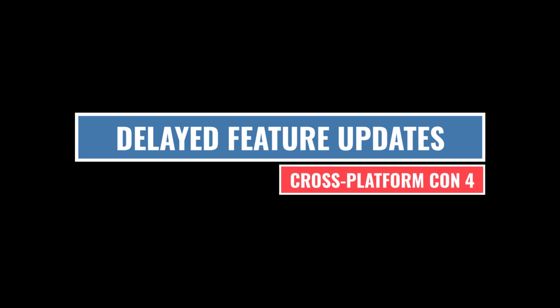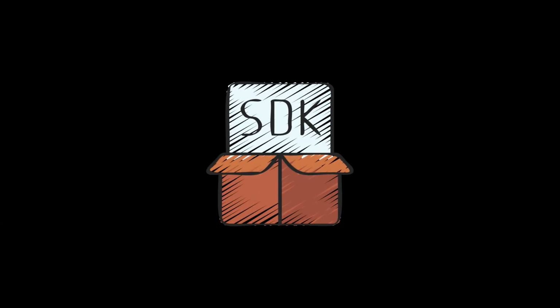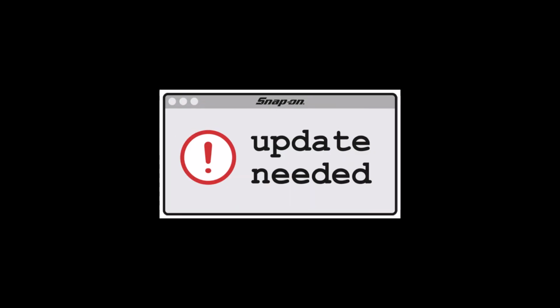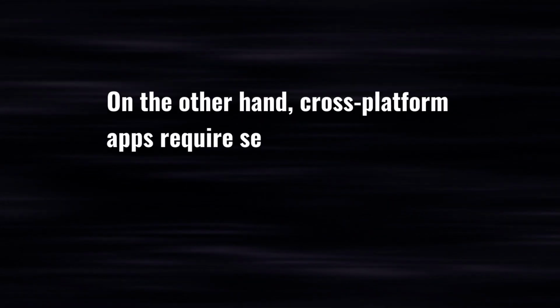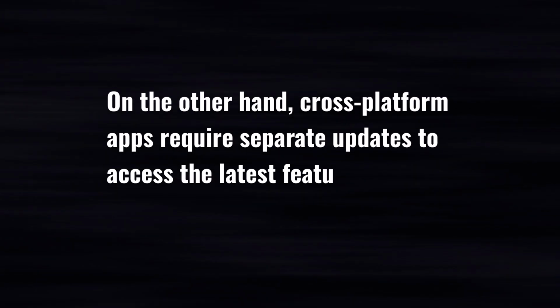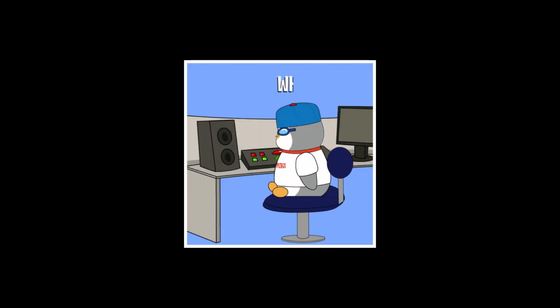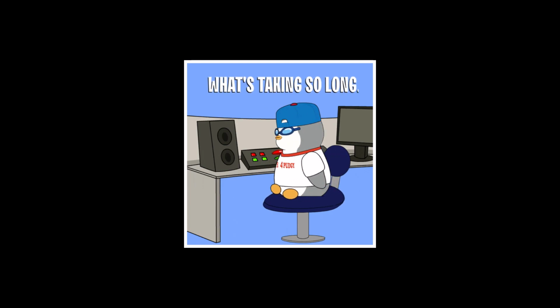Number 4. Delayed feature updates. Native apps use the device's SDK and the native language of the operating system directly. So whenever there's an update or a change on the SDK, native apps are quickly updated too. On the other hand, cross-platform apps require separate updates to access the latest features or updates, causing a delay when new updates or features are released.